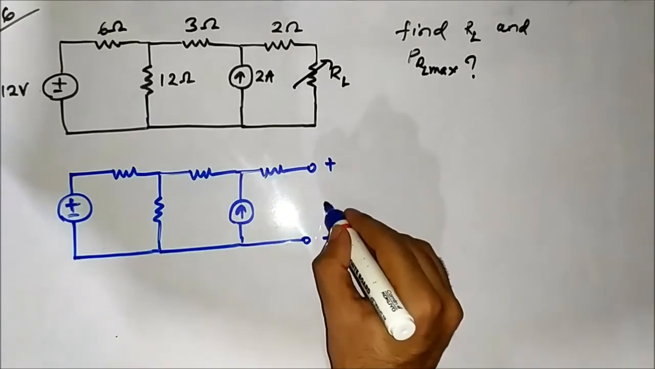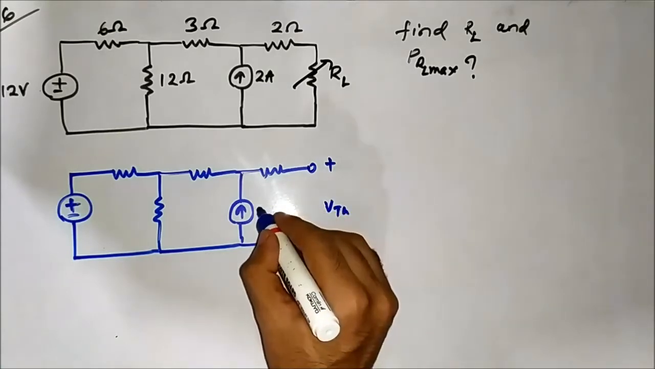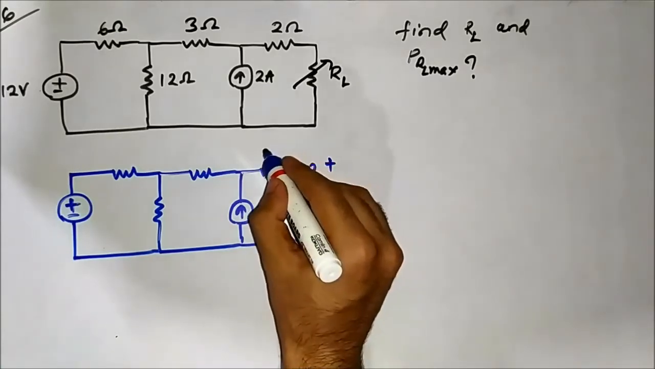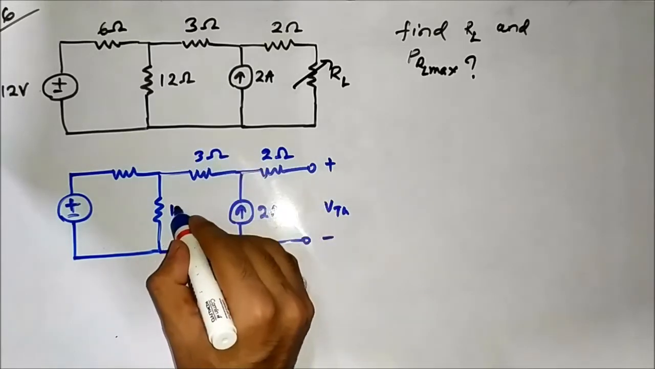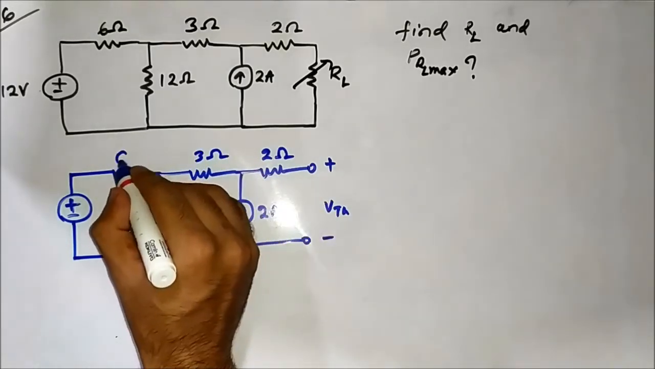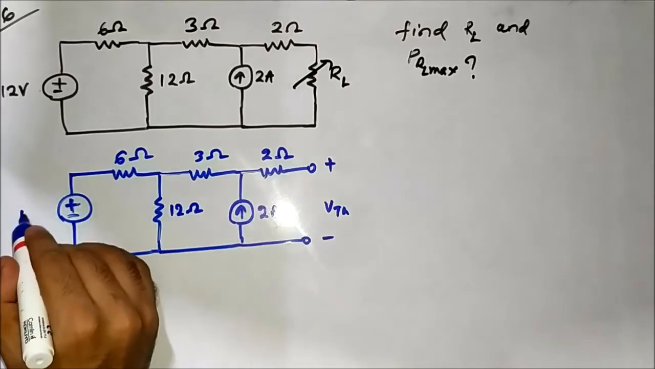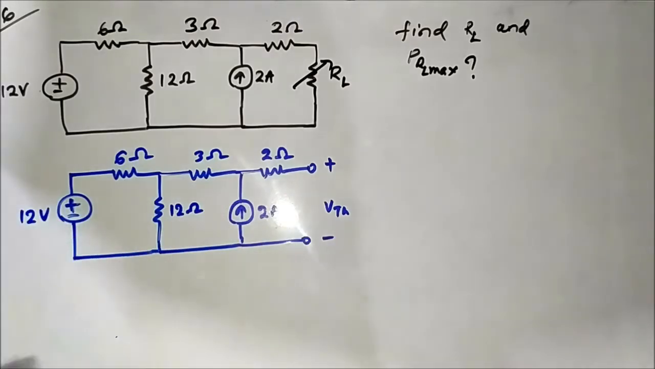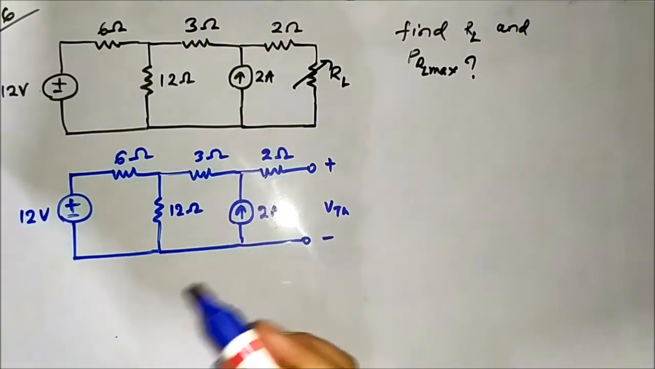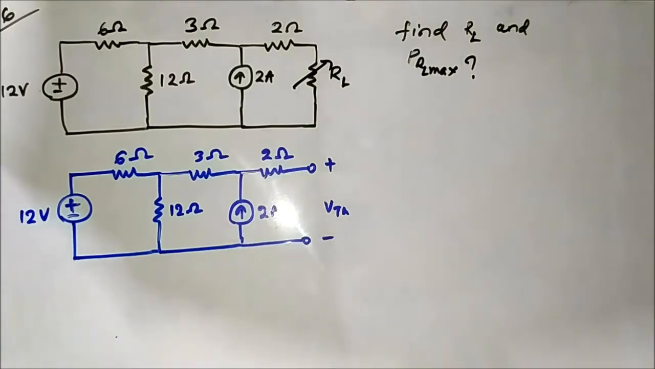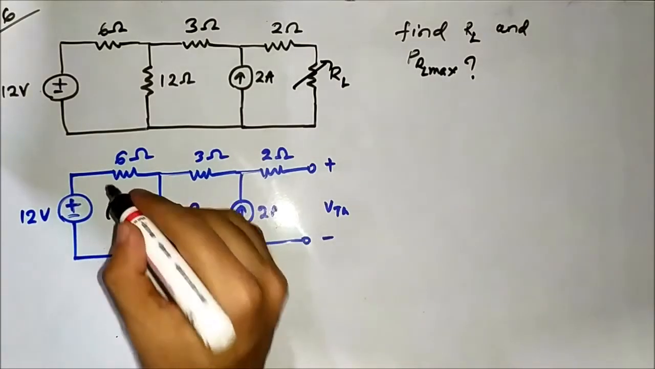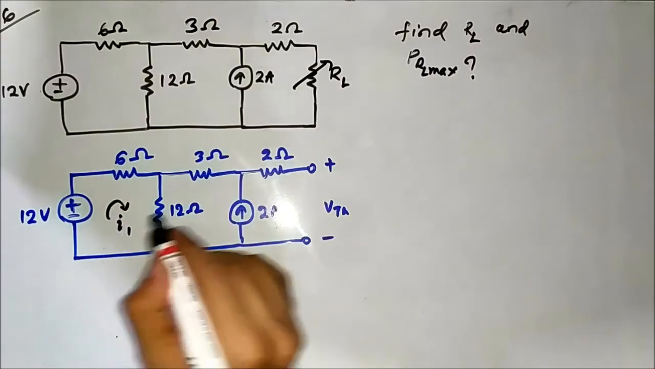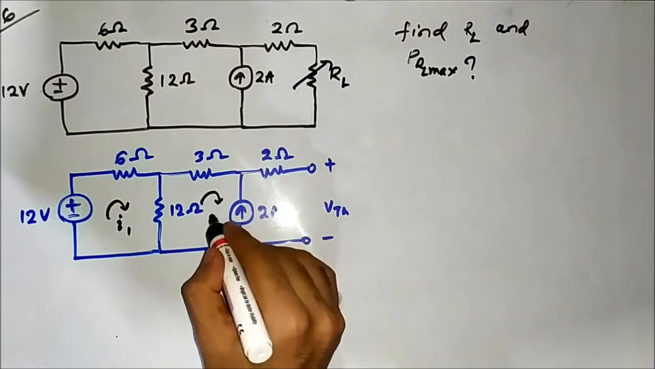This is VTH, this is 2 ampere, this is 2 ohm, this is 3 ohm, this is 12 ohm, this is 6 ohm, this is 12 volt. Now we have to use the KVL approach, the mesh analysis approach, where we will apply KVL in these two loops. Let the mesh current here be I1 and here let it be I2.